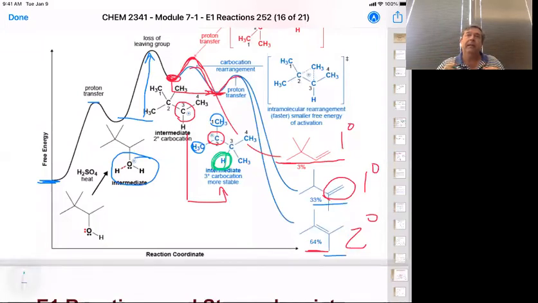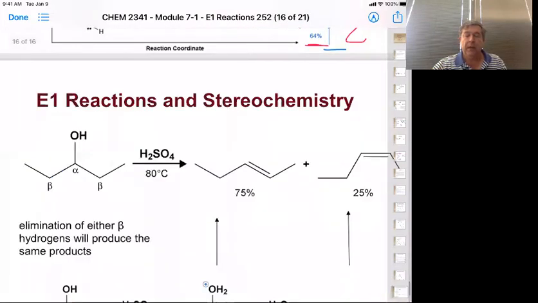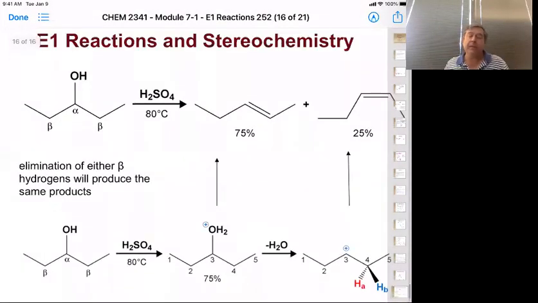Are we starting to get this, the E1 mechanism, and starting to see how we could get different products just by following the electrons around? Okay? Any questions on this? Okay, all right. So let's see how it affects the stereochemistry. And when we talk about stereochemistry with alkenes, we're talking about cis, trans, or E and Z, okay? So let's go ahead and say we have our beta hydrogens here. And hey, great, they're equal. It doesn't matter, right? Because that's a secondary here, that's a secondary here, okay?